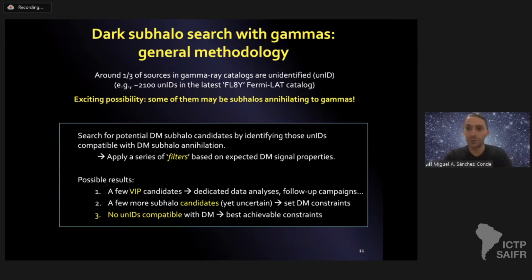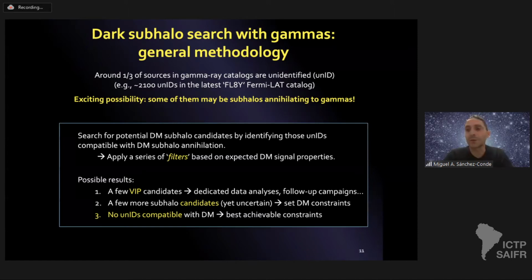Yes, so just about the general methodology that we use in order to search for dark subhalos with gamma rays, I will probably start by mentioning that around 1/3 of the sources in the current catalogs, Fermi-LAT catalogs for instance, or any other gamma-ray catalog, are unidentified sources. So this means we don't have a clue what these are. And this is not a negligible number at all.